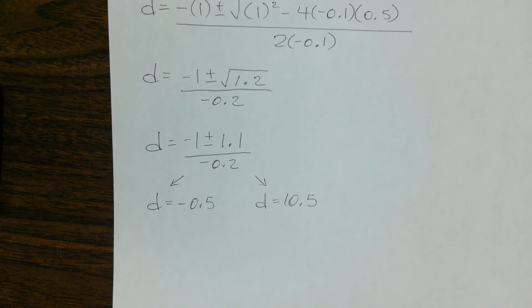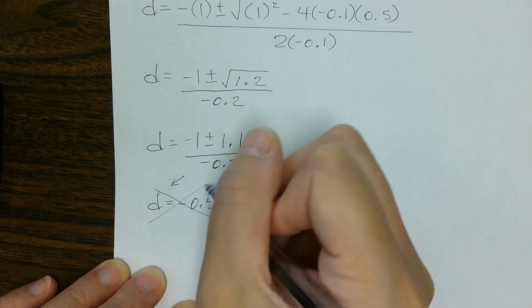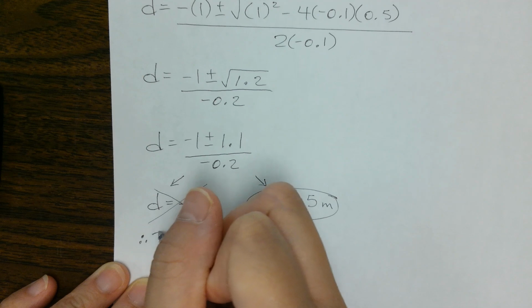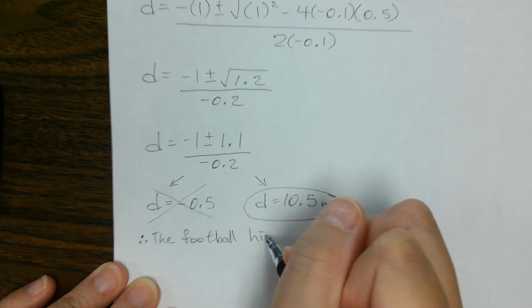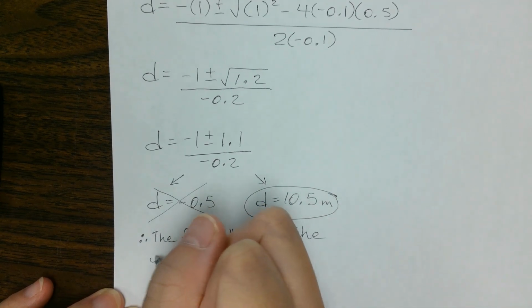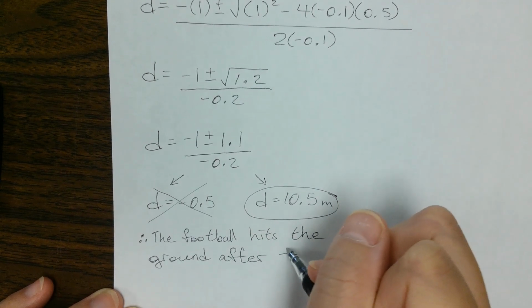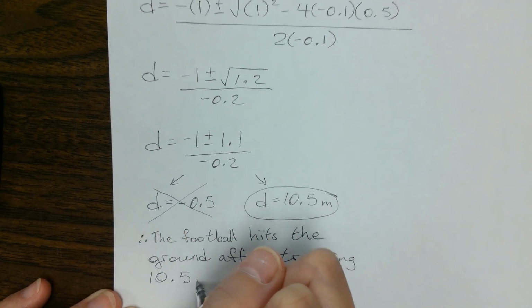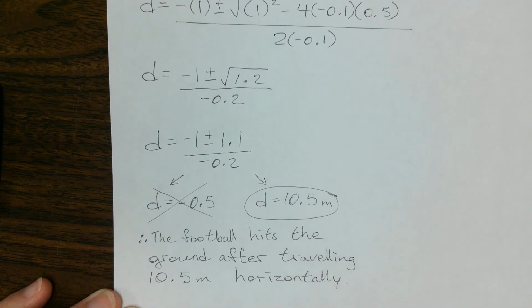Remember, this is the path of a ball. So, should I take both answers? One answer? Yep. I'm going to take 10.5 because you can't have a negative. Right. Okay, so I'm going to reject this one. And so my therefore statement would be, therefore, the football hits the ground after traveling 10.5 meters horizontally. Okay.